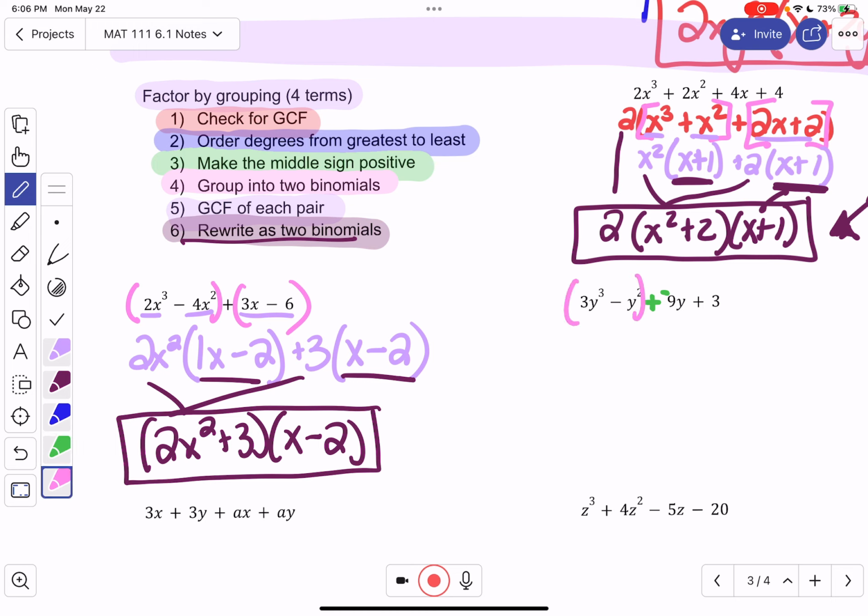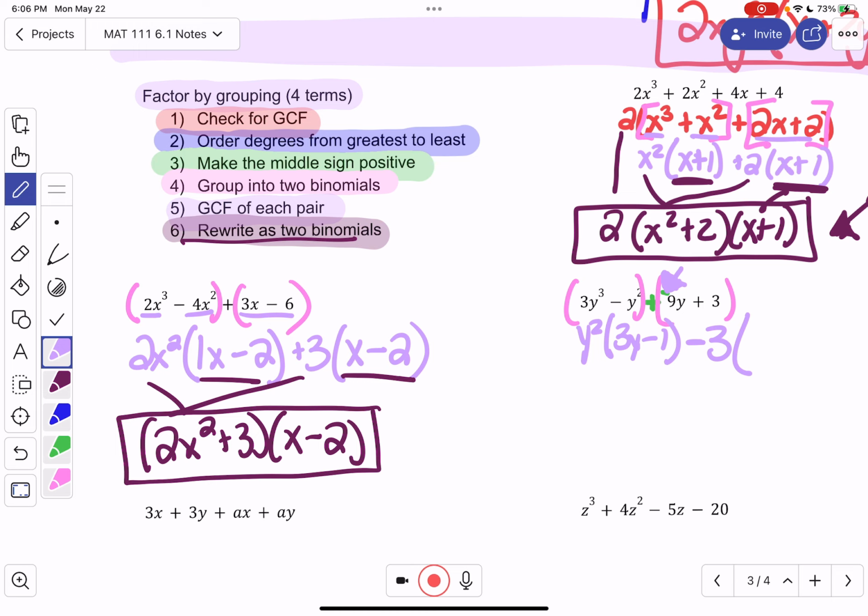So step 4, two binomials. Step 5, take out the greatest common factor. So for the first one, I can take out y squared. And for the second one, this is where that's important. It's saying take out a negative. Make sure you take me out and don't forget me. So I'm going to divide by negative 3.